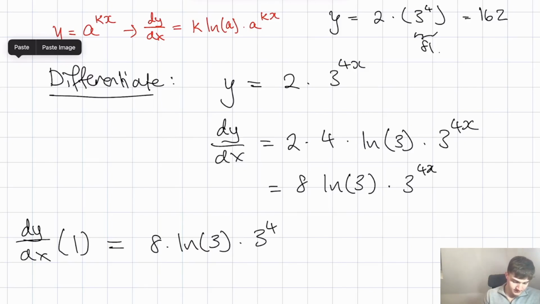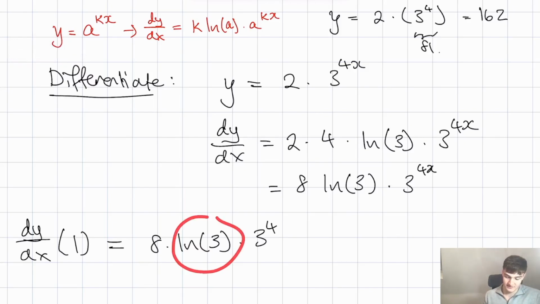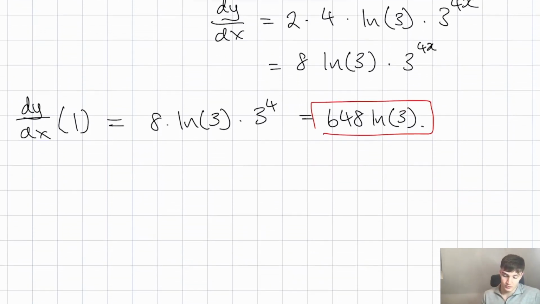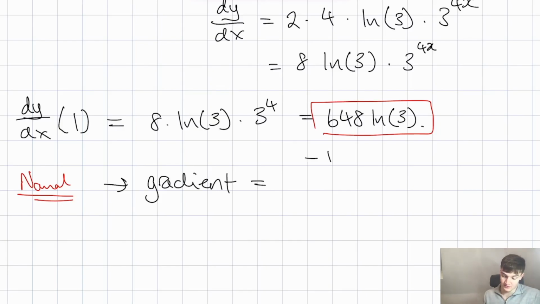It's 81 times 8. We need to keep it in exact form, so we have to keep this natural log as it is, but that's going to give us 648 natural log of 3. So that is the gradient at the point. Remember, again, we want the normal. So the gradient of the normal is the negative reciprocal. That's going to be negative 1 over 648 natural log of 3. It's getting a little bit messy now, but that's okay.